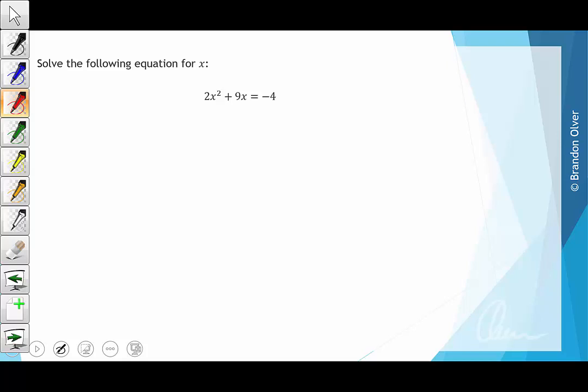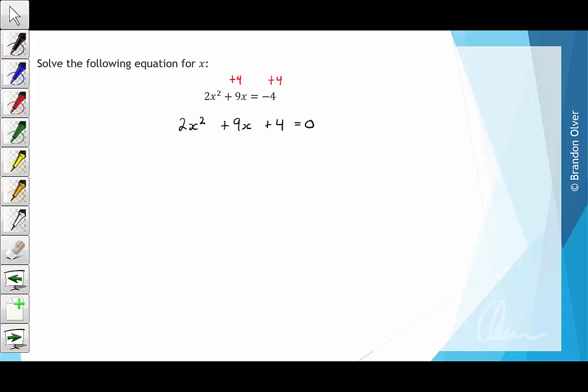We're asked to solve the following equation for x such that 2x squared plus 9x equals negative 4. Now the first step whenever we do any of this solving for basic quadratics is to get the equation equal to 0. So what we're going to do is add 4 to both sides of the equation so that we get 2x squared plus 9x plus 4 equals 0.